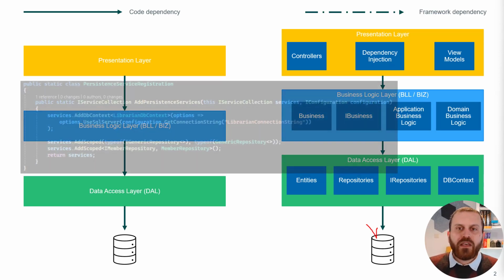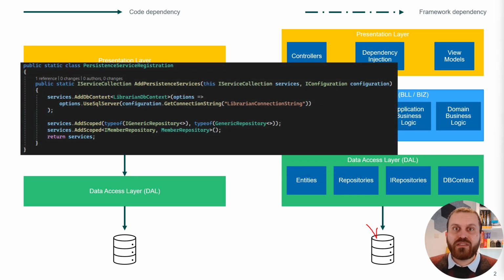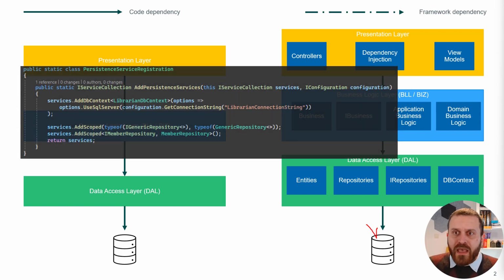Okay, you know me, I don't like to register my services which are related to other layers in the presentation layer. It is the reason that I create some extension methods like that in each layer, and each layer is responsible for registering its own services into the dependency injection and into my services. It is an example of the persistence service registration. The persistence layer is something like the data access layer, but in clean architecture, and it is going to add its own services to the application.